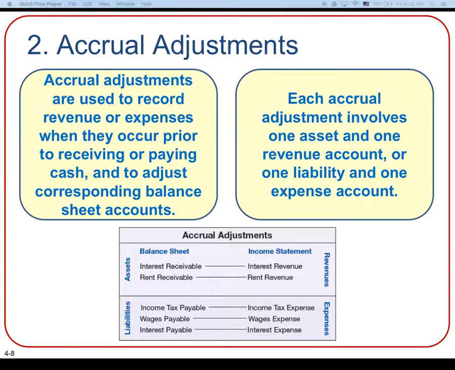Sometimes you don't receive your rent until a quarter later or until a year later, but every month that passes by, you're supposed to recognize your rent revenue. The other type of accrual adjustment is the liability side of it. So that's just the other way around.